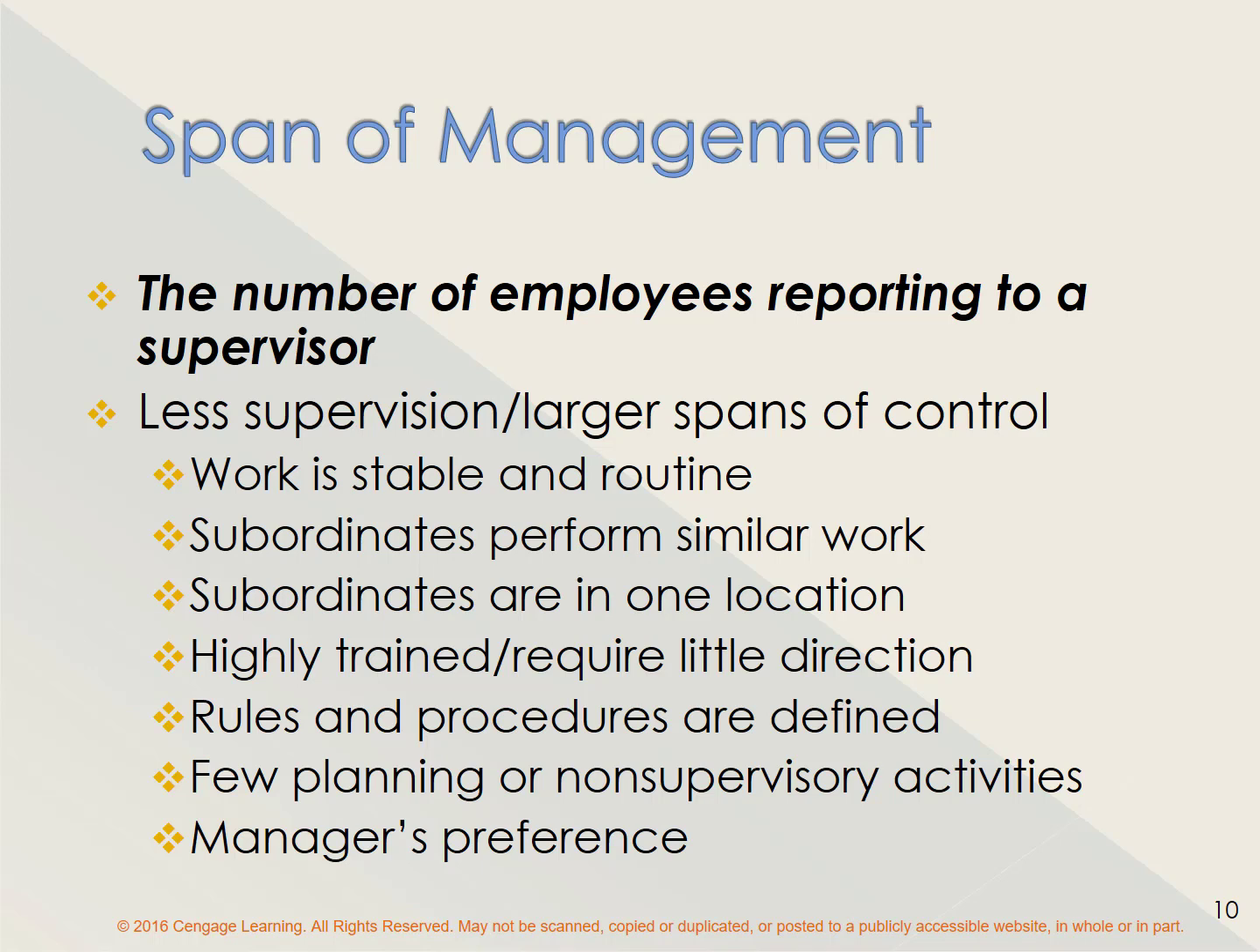Few planning, non-supervisory activities. So how much do you have to do as a manager other than just control the people reporting to you? This is something people often don't think about. If I am managing, say, 5 direct reports, is that all I have to do, make sure they're doing what they're supposed to do? Or do I have to make sure those 5 are doing what they're supposed to do, plus generate actual work in addition to that?